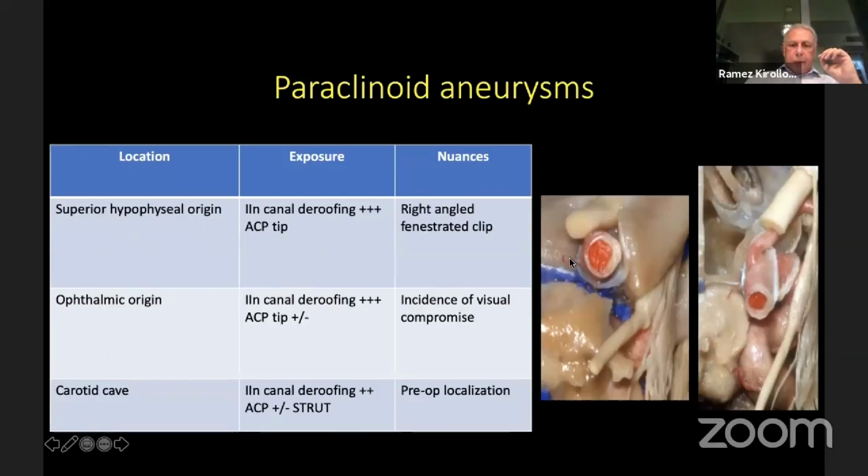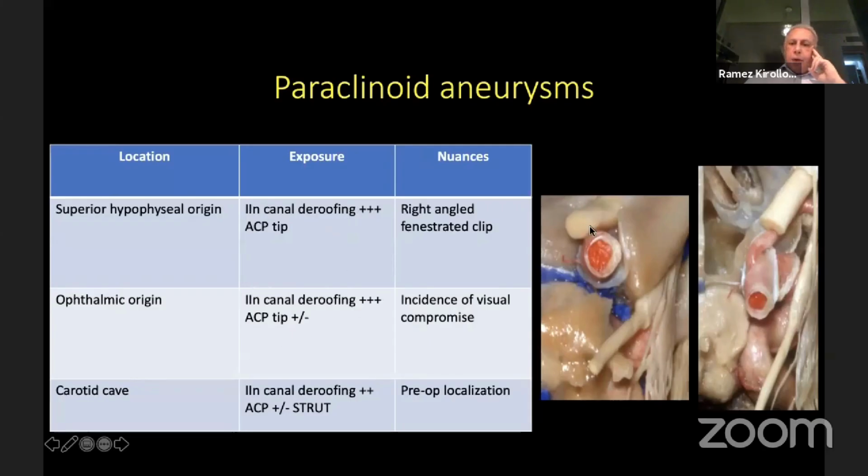Some come from the superior hypophyseal origin, some come from the ophthalmic origin, and rare ones come inside the carotid cave. You can either do a total clinoidectomy every time, or you can really tailor it, and all you need is just to remove the tip. In fact, the only ones where you may have to drill the strut are the carotid cave ones, which are very rare. But what is most important is the roofing of the optic canal.